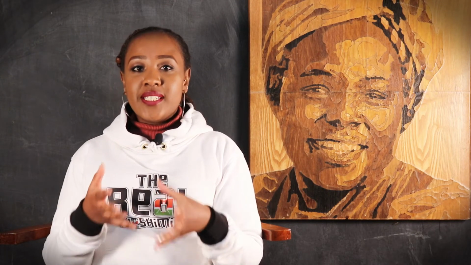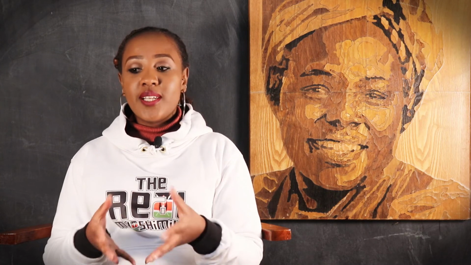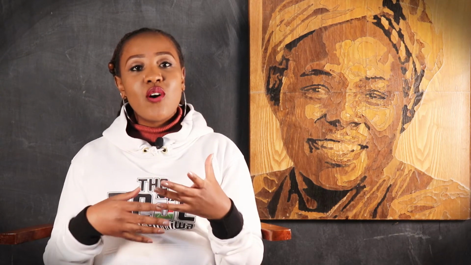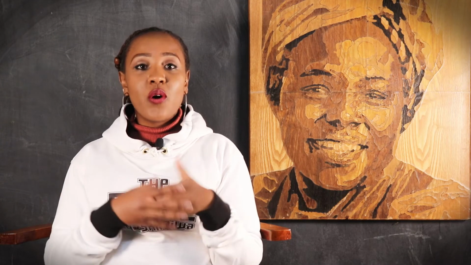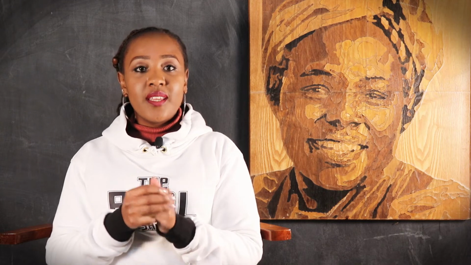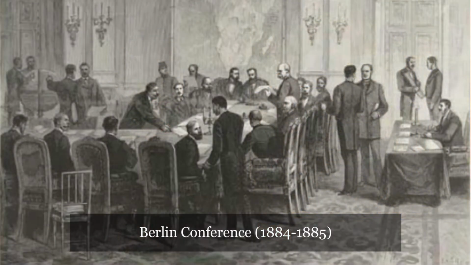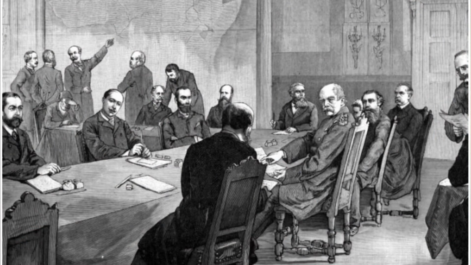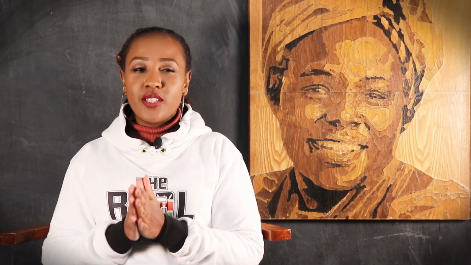But let's go a little bit deeper into these issues of tribalism. So in the 1800s, the European powers discovered that Africa had resources that had not been exploited yet. And because of their greed, and they were competing for resources amongst themselves, they called a meeting in Berlin, and this is the famous Berlin Conference of 1884 to 1885. And these European powers were France, Britain, Germany, Portugal, Belgium, etc.